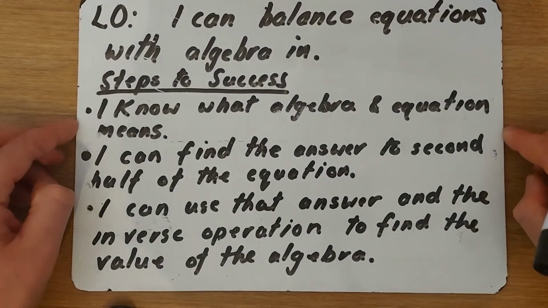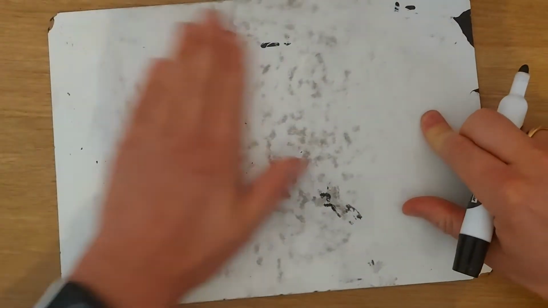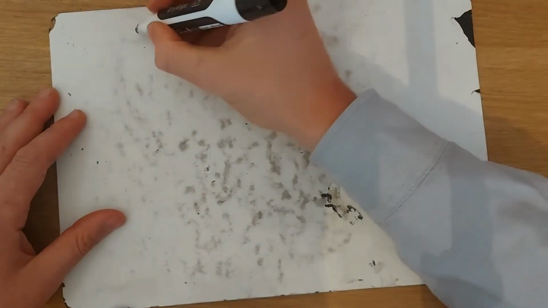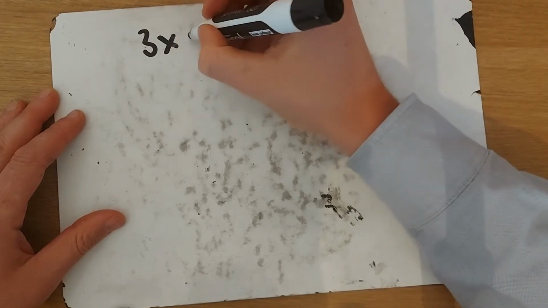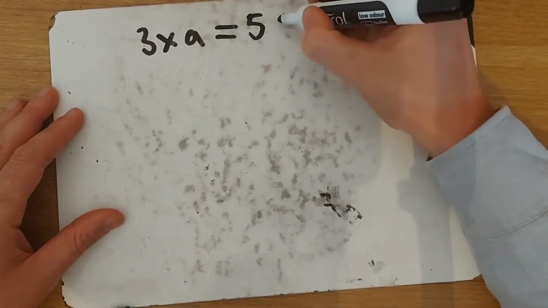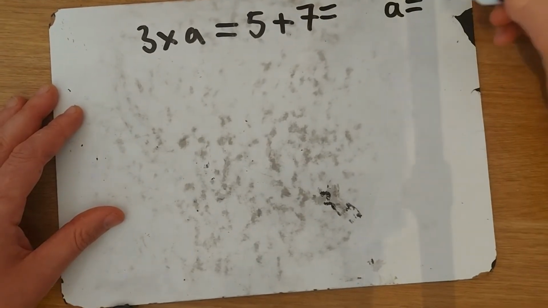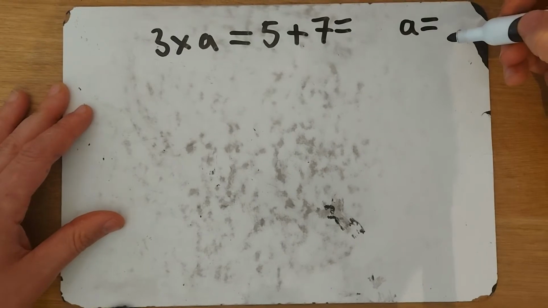I can find the answer to the second half of the equation. Let's give you an example here. I'm going to rub that one out. Right, let's do 3 times A equals 5 plus 7. So I'm looking to find the value of A. So I'll write my answer here. It's the same. Let me get that in screen.